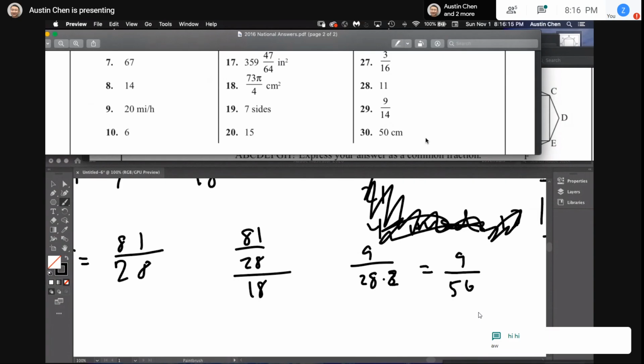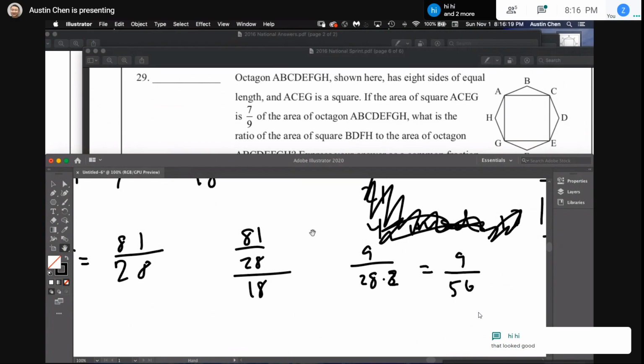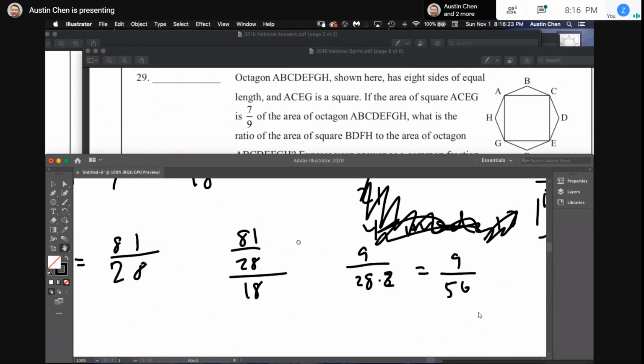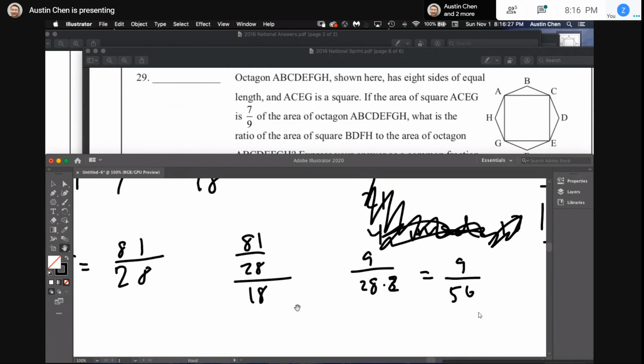Hey, we were kind of close. So that definitely means it was a computation error somewhere. When you get something like that, that's definitely a computation error. So many computation errors today. The past few questions have been really calculation heavy, and when you're doing it by hand, it is easy to make mistakes.